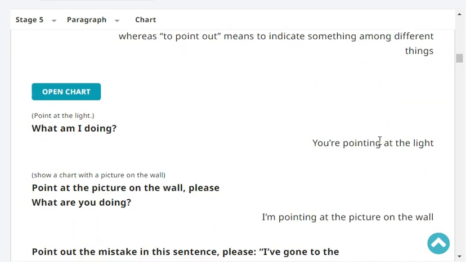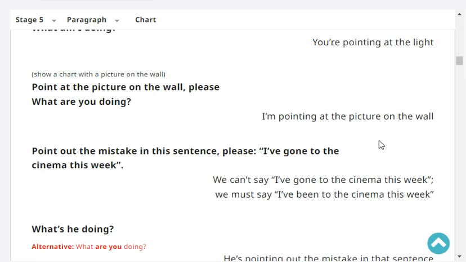What am I doing? You're pointing at the light. Very good. What am I doing? You're pointing at the picture on the wall. Point out the mistake in this sentence, please.